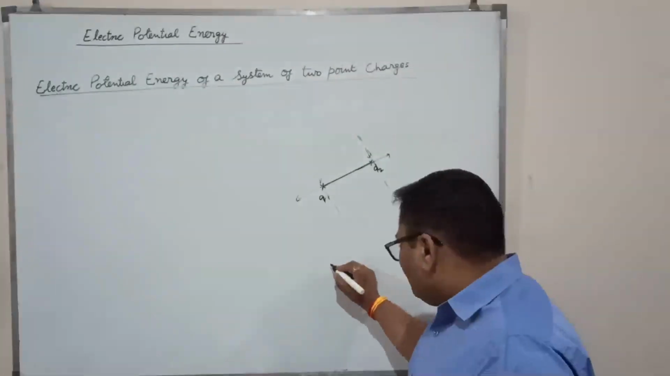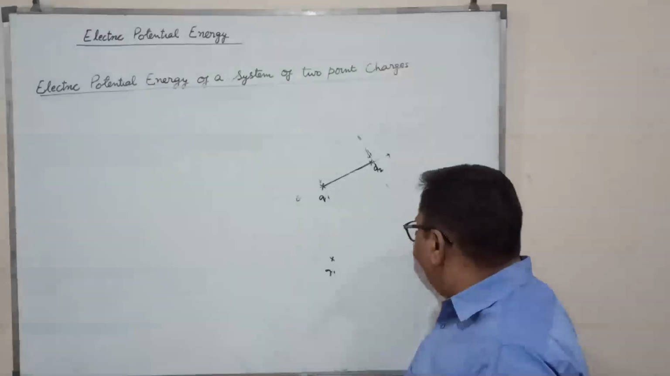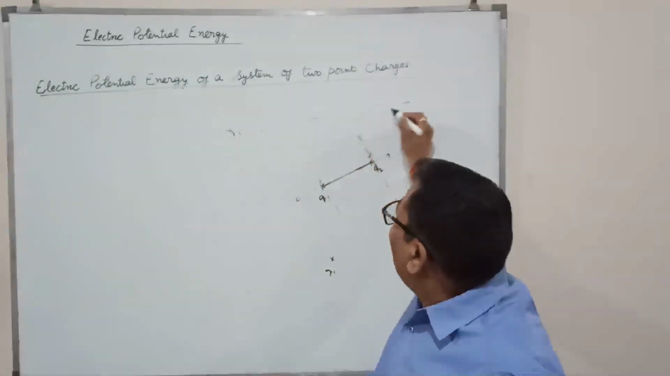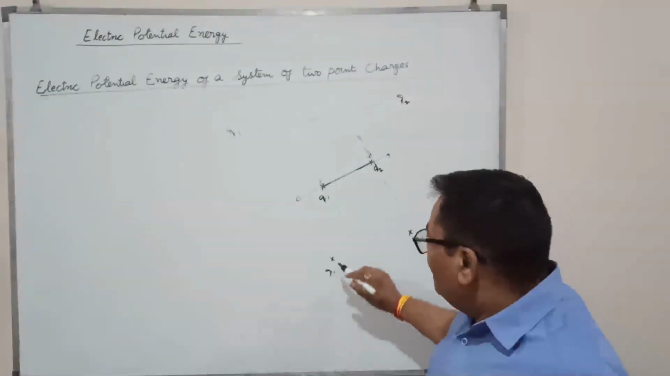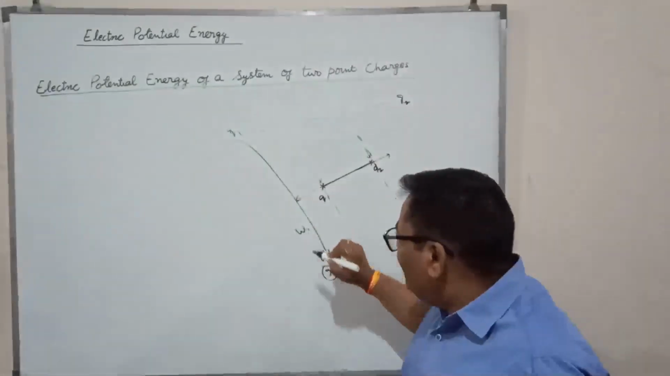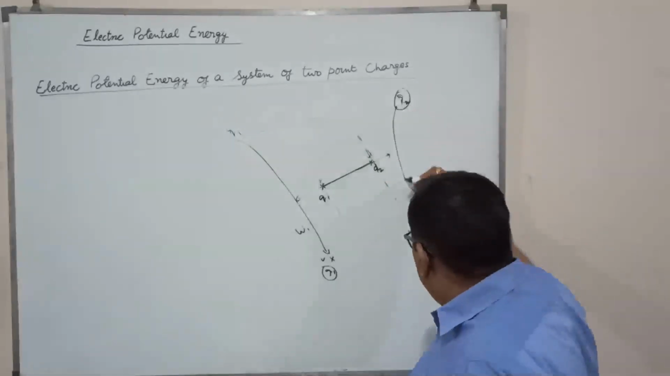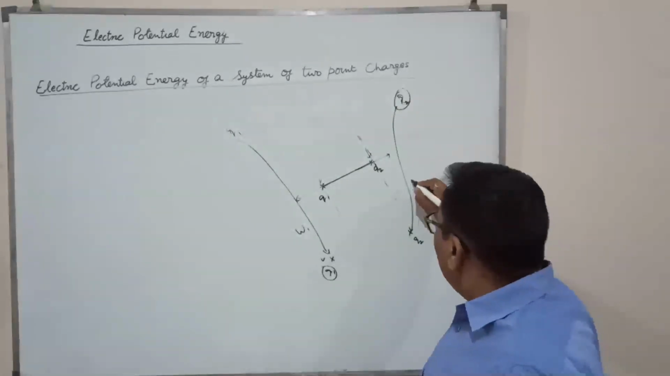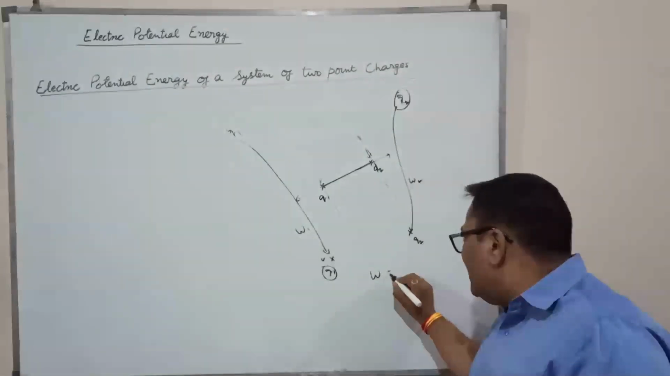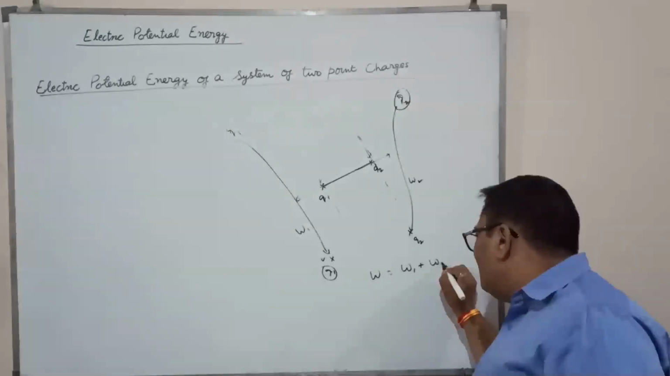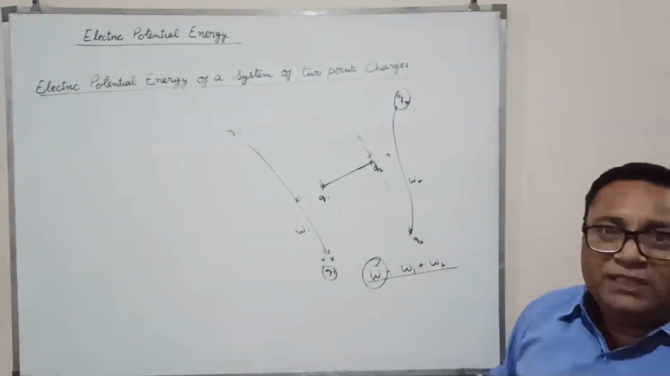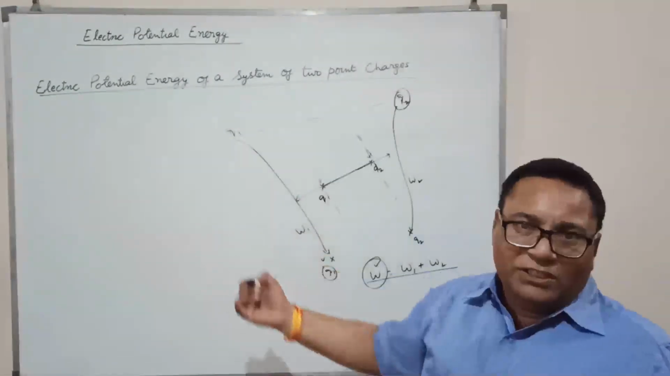For example, Q1 is the charged particle here and Q2 is the charged particle here. Both are lying at infinitely large separation. Then Q1 is brought from here to its respective position, the work done is W1, and Q2 is again brought here to its respective position, that is W2. Then the total work done to assemble a system of charged particles, W, is equal to W1 plus W2. This is the total work done and this work done is stored in the form of electric potential energy.